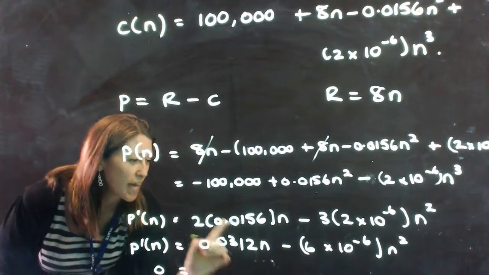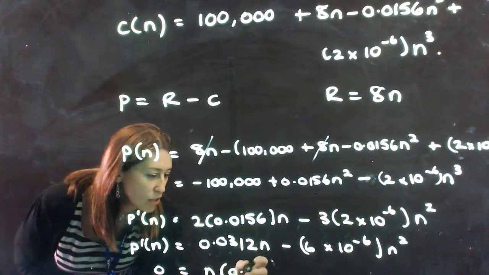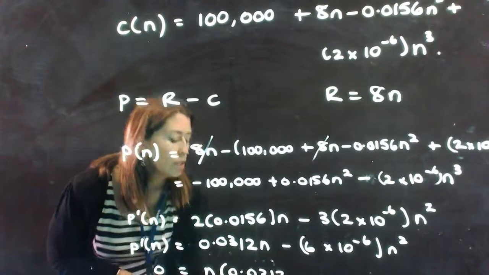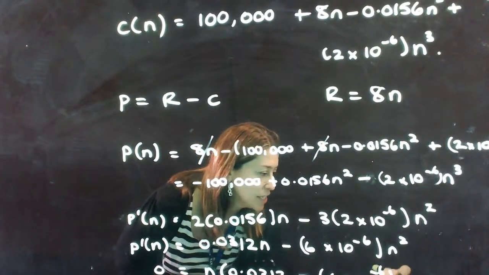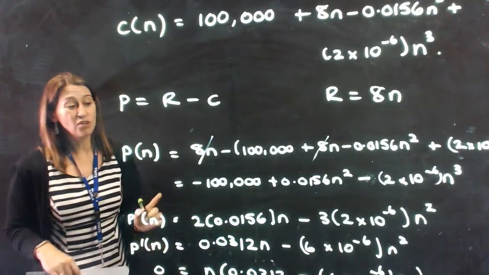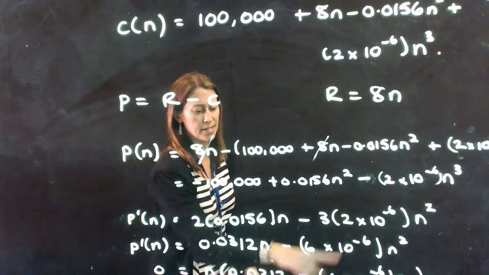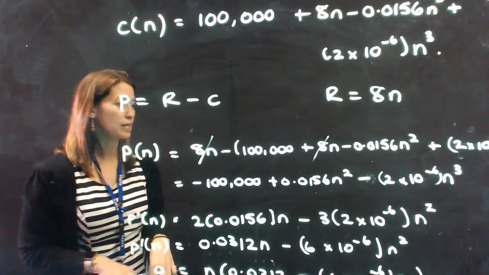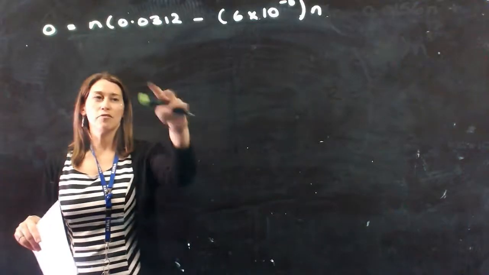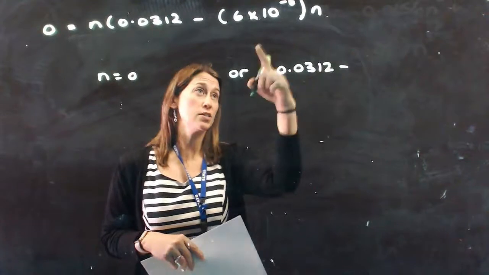So let's pull a factor out. Let's pull N out as a factor. So if I pull N out as a factor, I get N times 0.0312 minus this number here, 6 times 10 to the negative 6, N. And that's that. Now I can use the null factor law. I can say either N is 0 or this expression here is 0. I'm just going to wipe off some of this board to clear the space so I can continue that. Alright, so I've rewritten that up there. So using the null factor law, either N equals 0 or 0.0312 minus all this equals 0.